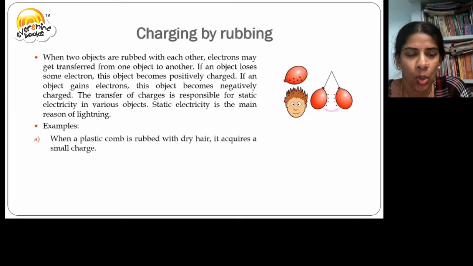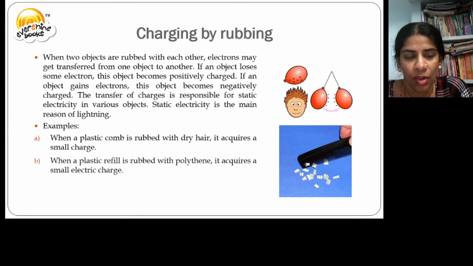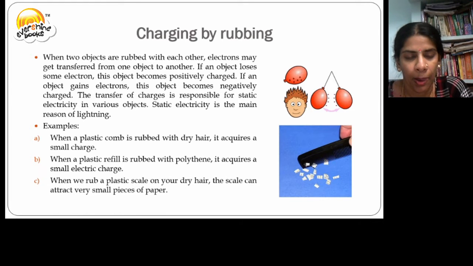Examples. When a plastic comb is rubbed with dry hair, it acquires a small charge. So, it attracts small pieces of paper. When a plastic refill is rubbed with a polythene, it acquires a small electric charge. It also attracts small pieces of paper. When we rub a plastic scale on our dry hair, the scale can attract very small pieces of paper.